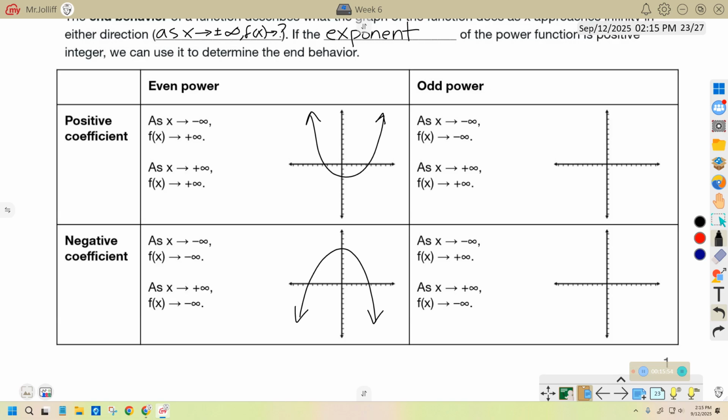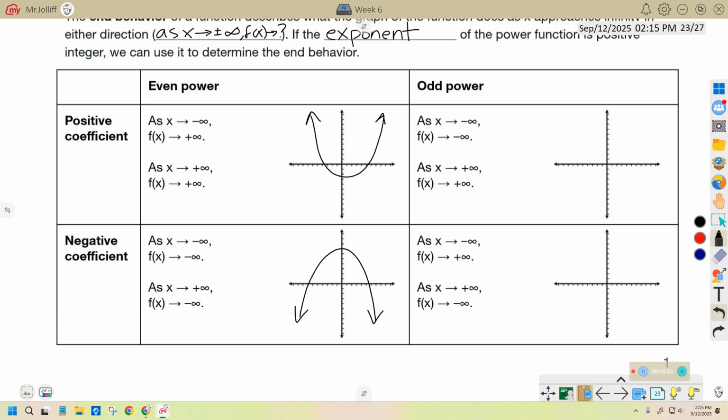For even powered power functions, the sign on the f of x should be the same in both directions, right side of the graph and left side of the graph. Even moves together, both up or both down. What about odd powered functions?